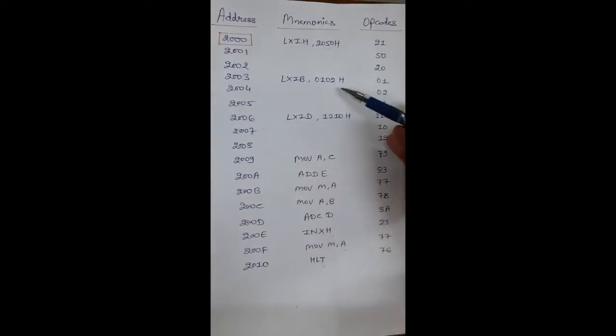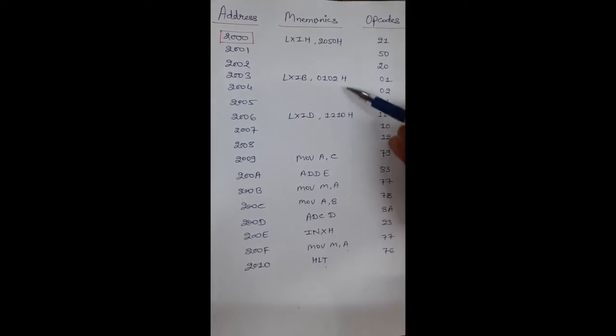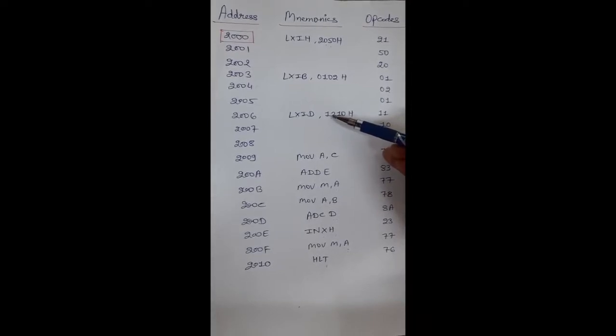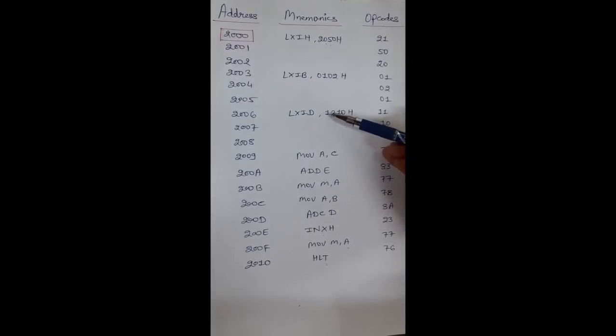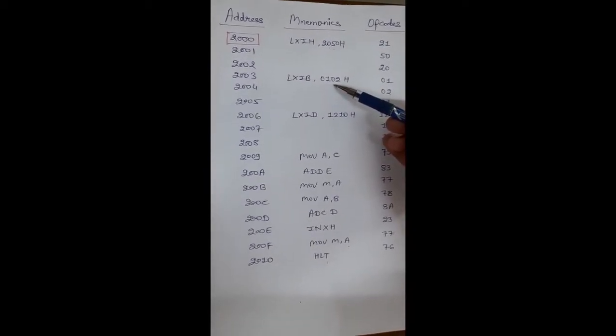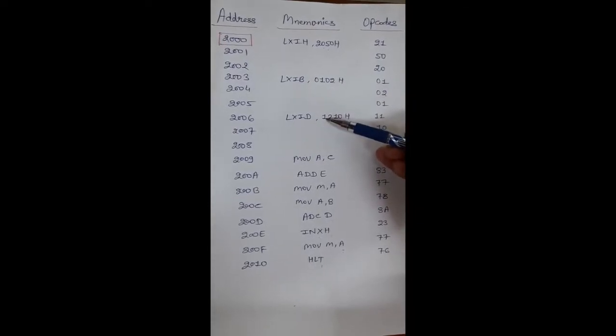Suppose we want to add these two 16-bit numbers. So what we will do? We will first add these LSB bits and then MSB bits. Why we are doing like this? Because the ALU of the microprocessor works on 8 bits. That's why we will first add these 8 bits and then these bits with the help of carry.